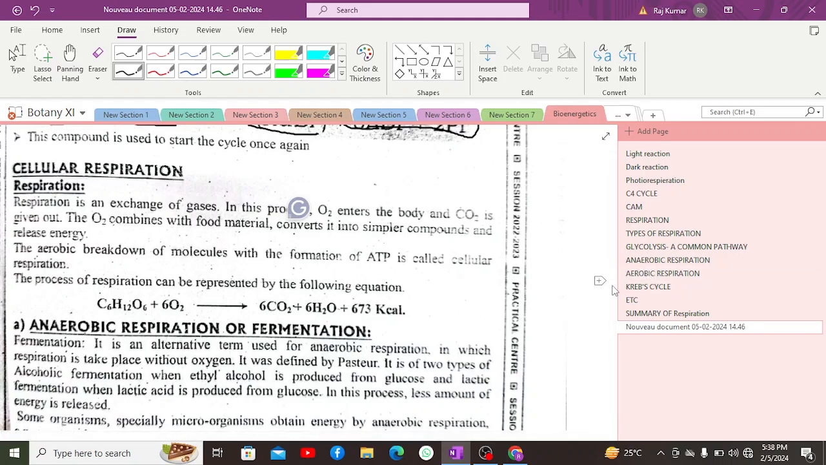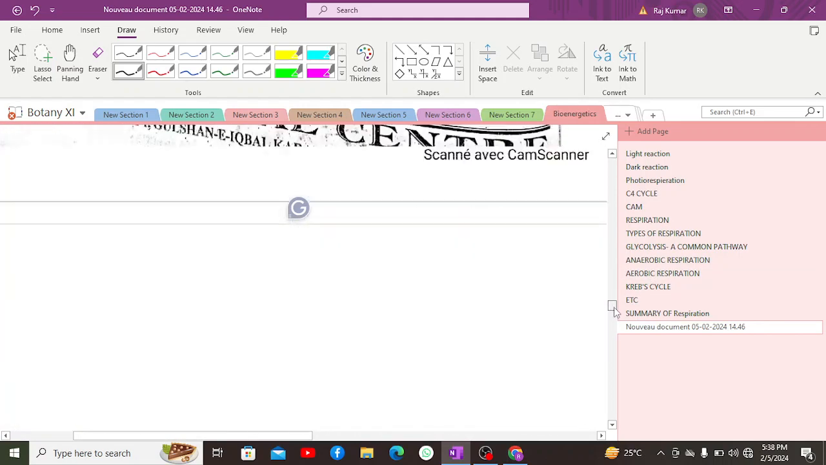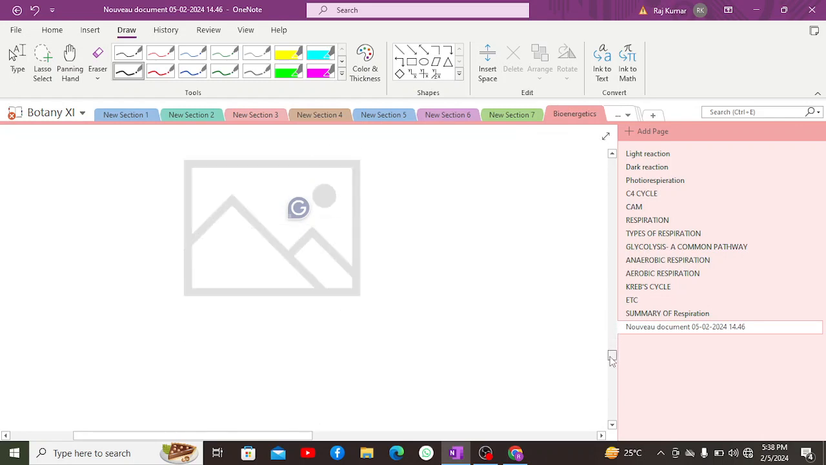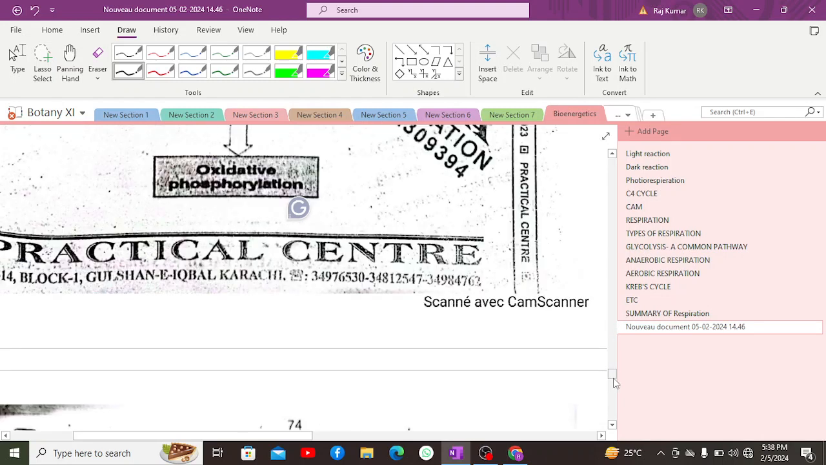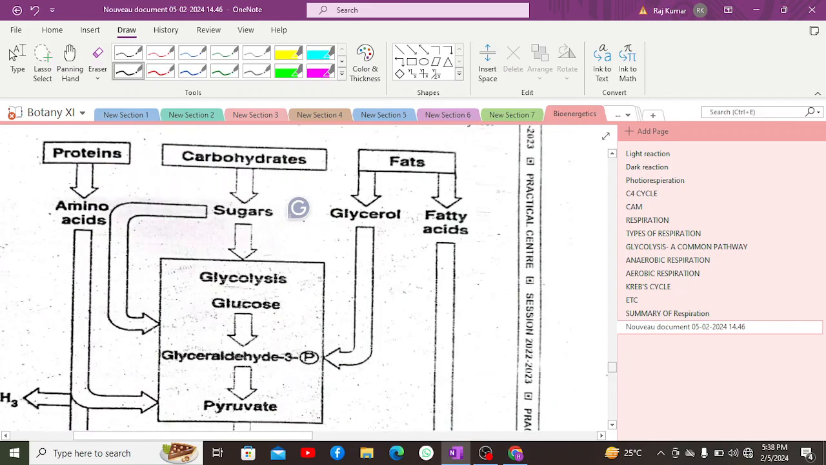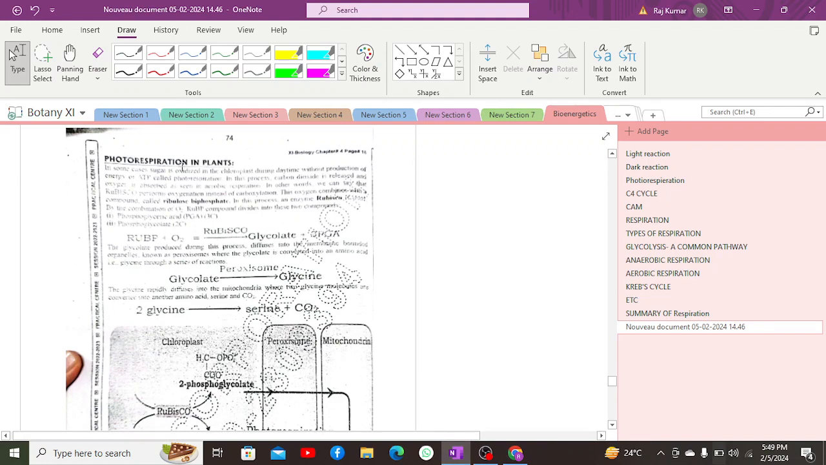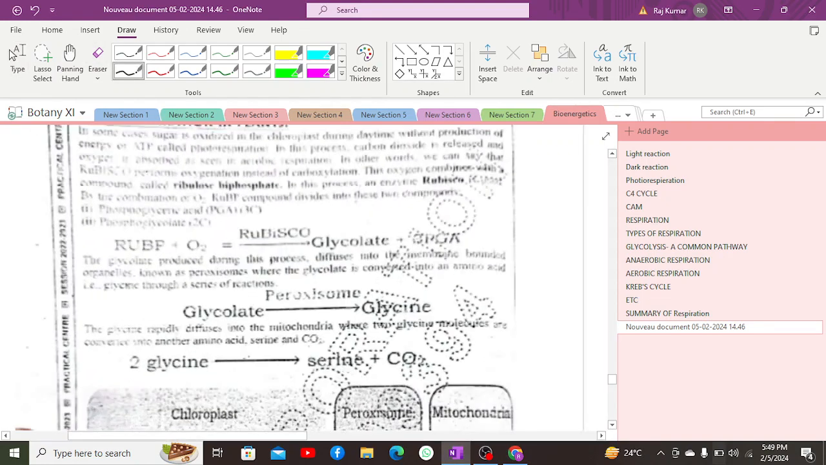After that, the topic which we are going to discuss is the process which is known as photorespiration. We are skipping this part, coming to the next part in which we are going to discuss photorespiration in plants.